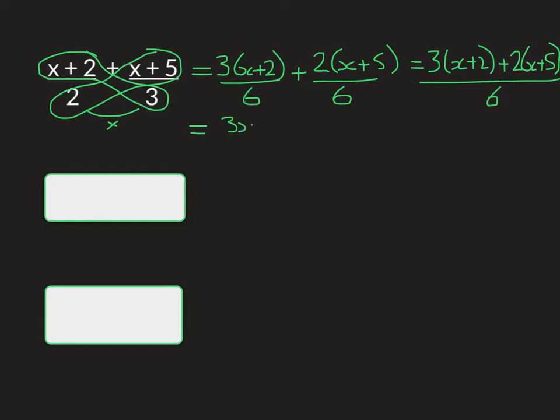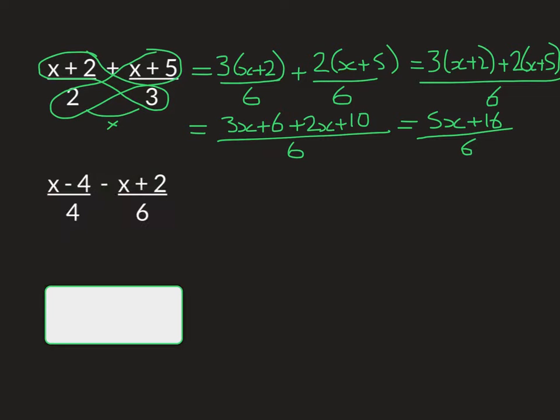So that is 3x plus 6 plus 2x plus 10 all over 6. And simplify it, that's 5x plus 16 all over 6. And then double check if you can do anything simplification-wise. No, you can't. All right. Let's have a look at another example.